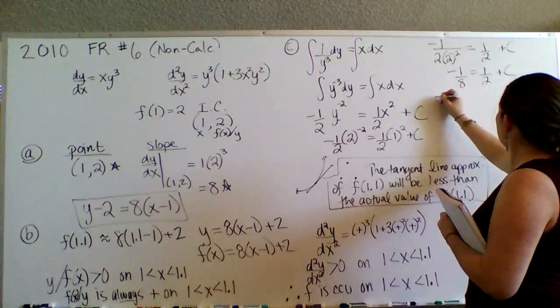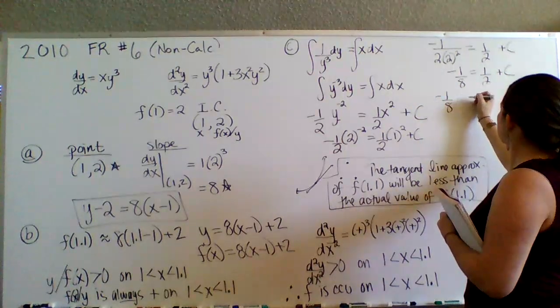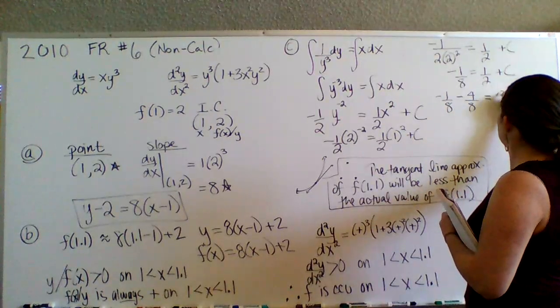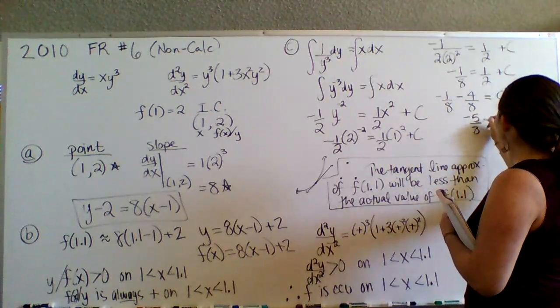Non-calculator, subtract the 1/2 over. So halves in terms of eighths would be what? 4. So this would be negative 1/8 minus 4/8, which would give me negative 5/8.